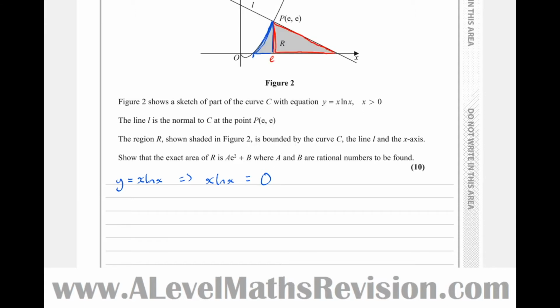So the solution that we're going to have to go for is where log x equals 0, and if we exponentiate both sides, we get e to the log x, which is x, equals e to the 0, which is 1. So that limit there is 1. Right, so now we'll find the integral between e and 1 of x log x dx. And here we're going to have to use integration by parts.